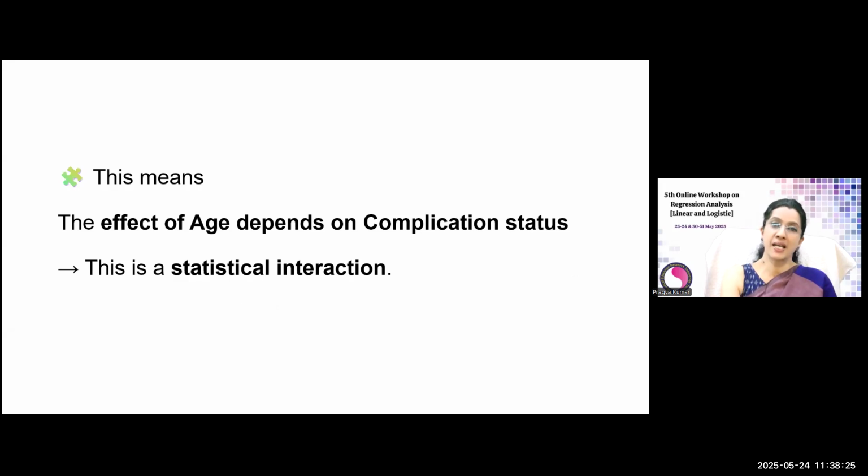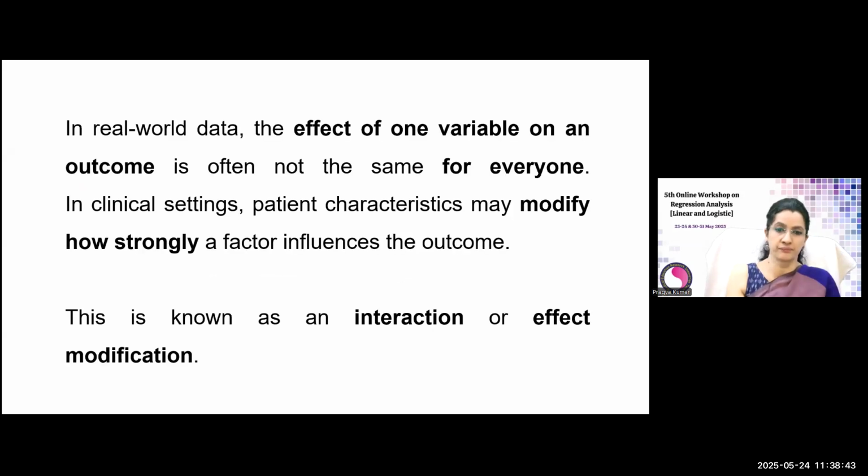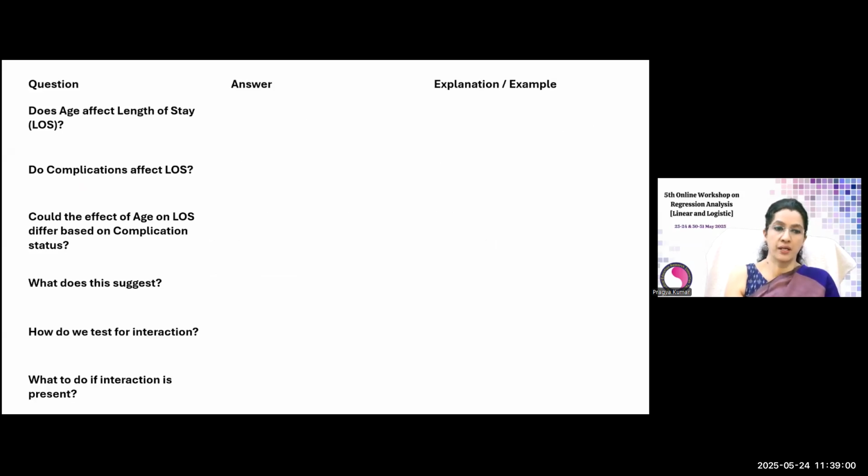Again, you need to check whether something is an interaction, because these are not very simple things. You should have some theoretical background, and you should check it while you are performing the statistics. The same variable can be a confounder and also an effect modifier. In the real world, the effect of one variable on the outcome is often not the same for everyone. So characteristics may modify how strongly the predictor variable affects the dependent variable. This is known as interaction or effect modification.